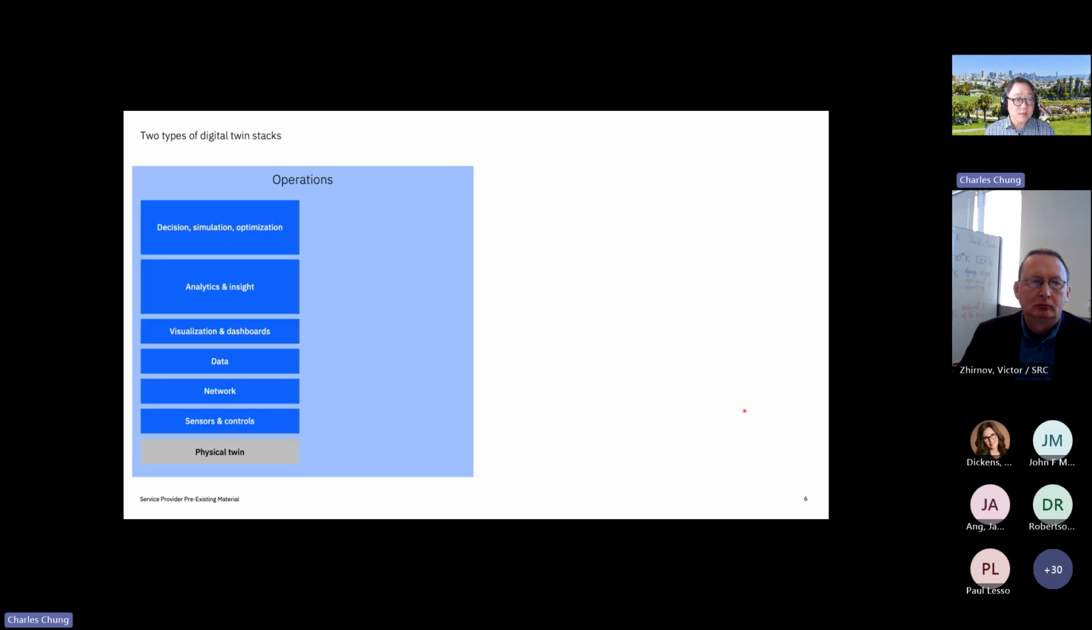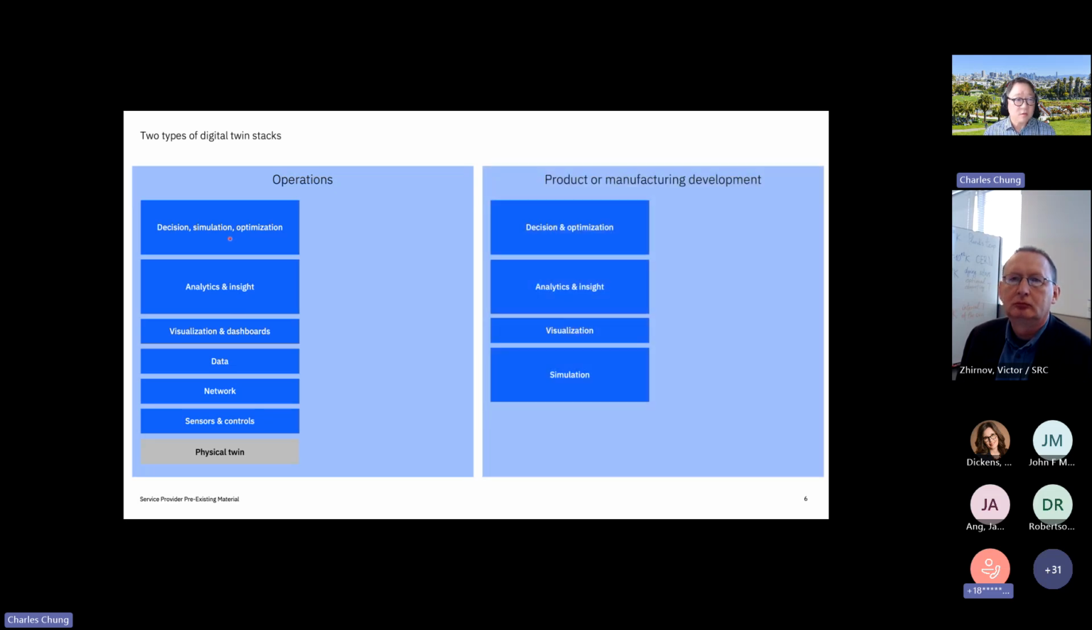If we look at the digital twin stack, I think of digital twins as having two kinds of stacks. One is an operational stack where you have a physical twin, and then sensors and controls that interact with the physical twin directly, a network that carries the data and commands to and from the digital twin to the physical twin, and a data layer where everything is pulled together. Once you have a data layer, then you can have visualization and dashboards. And then you start to look at analytics and insight in the data. And once you find some insight, usually there's a decision, some simulation, some optimization.